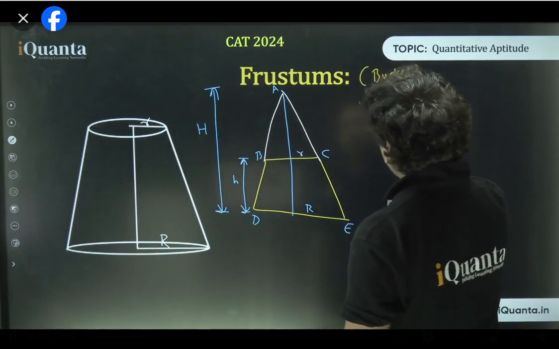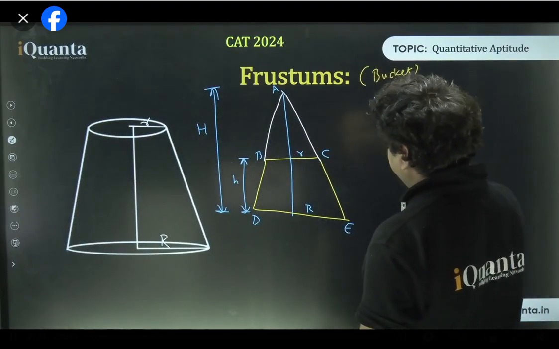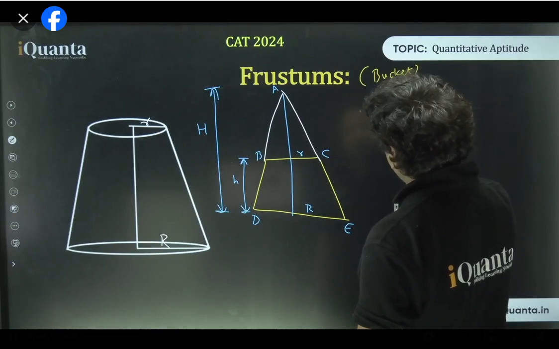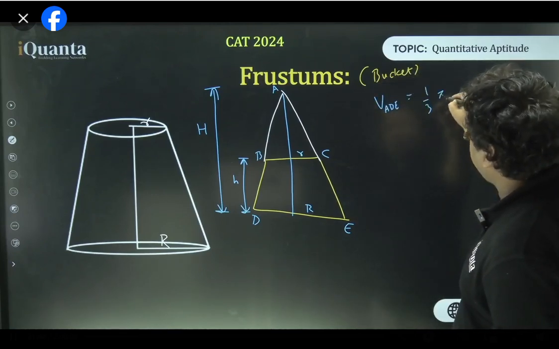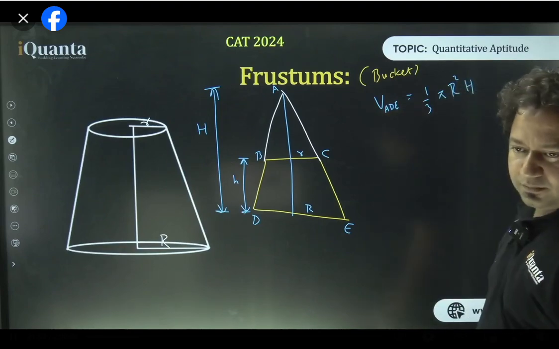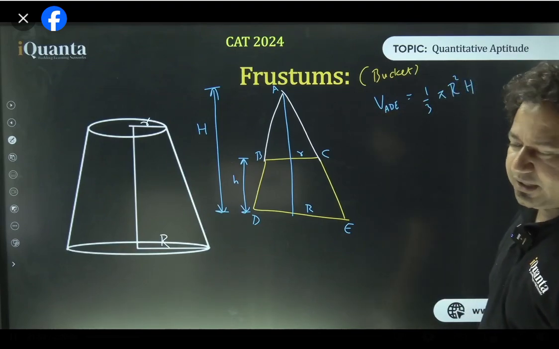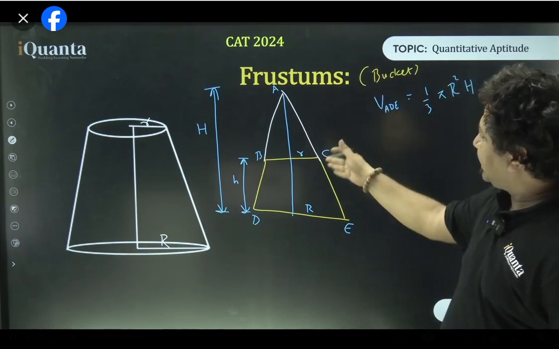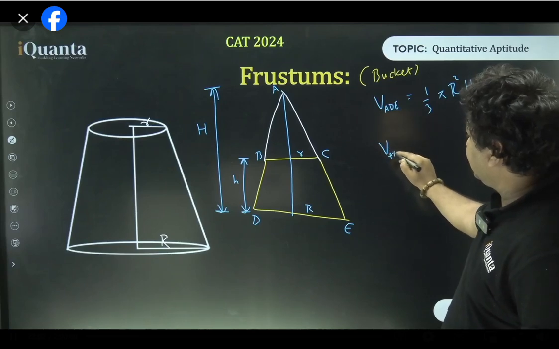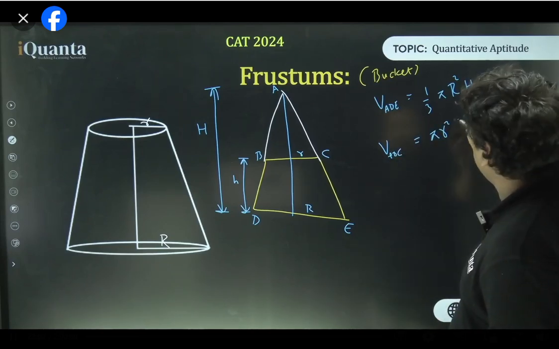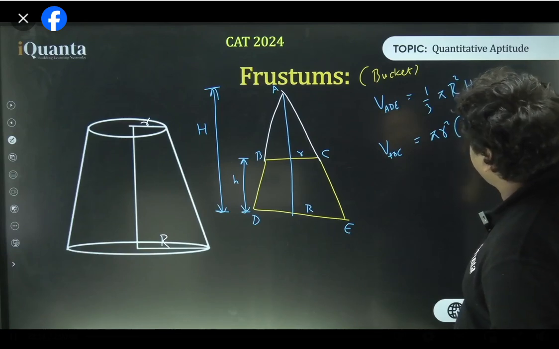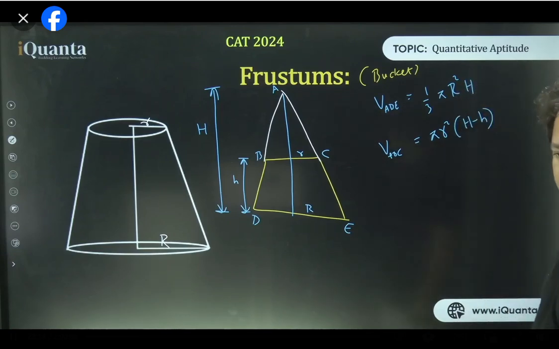So tell me, volume of A, D, E, इसका वैल्यू क्या हो जाएगा? Volume 1/3 pi r square h. Yes or no? Exactly, Abhishek. So now we have a cone. First cone is ADE and the smaller cone is ABC. ABC. This will be pi r square capital H minus small h. I hope it's clear to everyone.